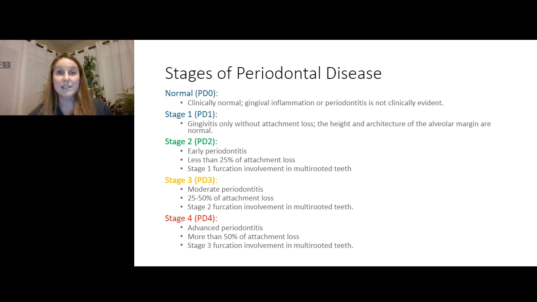Stage 3, this is our PD3, and that's going to be our moderate perio cases. That's where we have between 25 and 50% attachment loss. And that could be stage 2 furcation with our multi-rooted teeth.